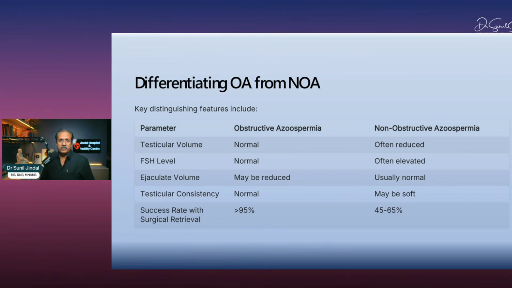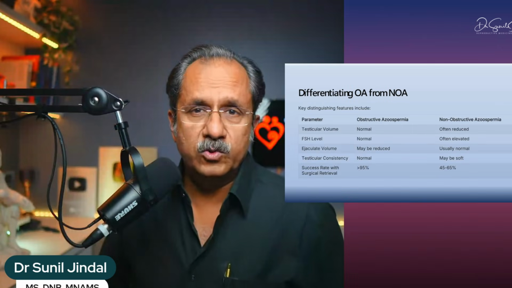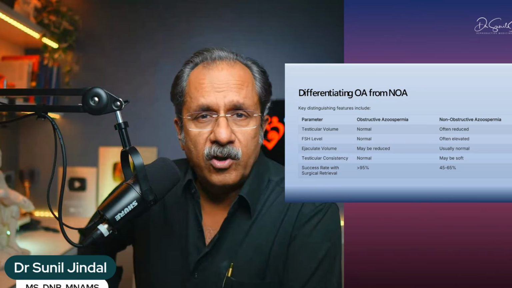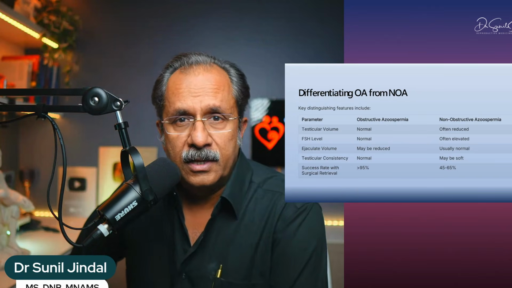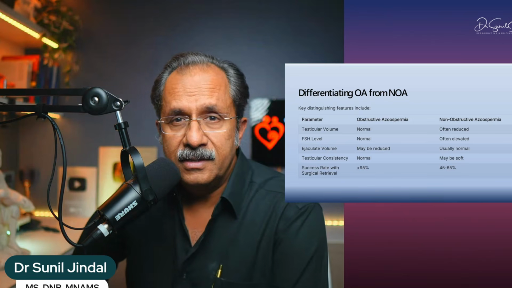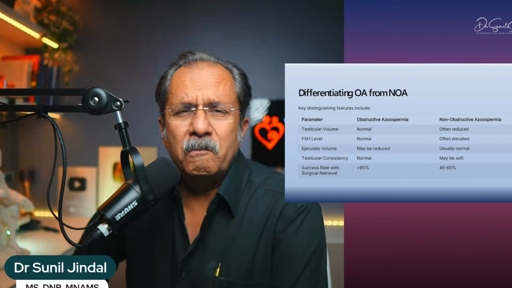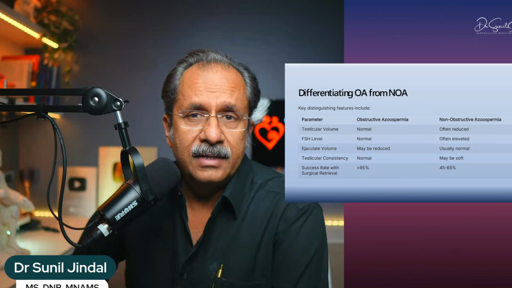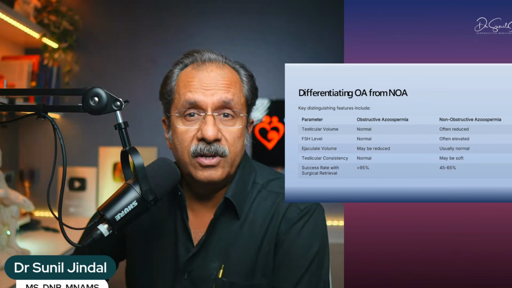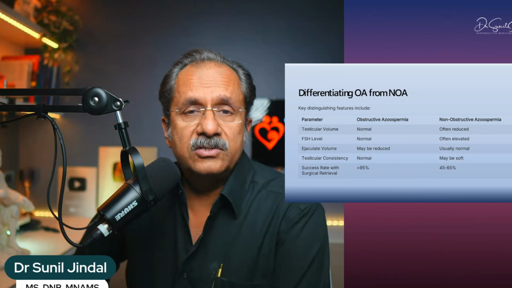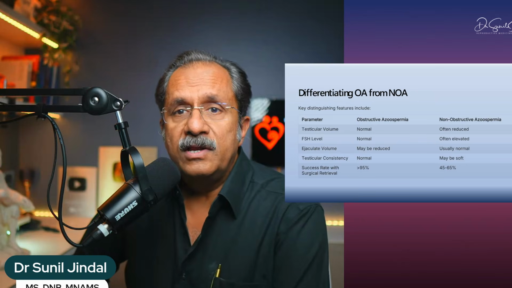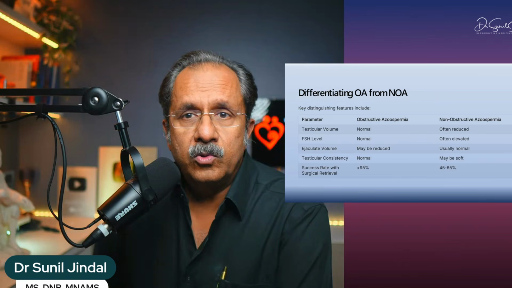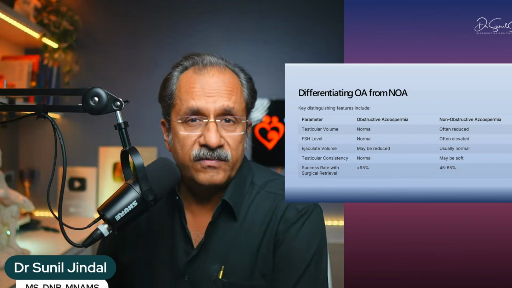Now, how do you differentiate obstructive azoospermia from non-obstructive azoospermia? In non-obstructive azoospermia, testicular volume is smaller, FSH level is higher, ejaculation may be reduced, not necessarily. In obstructive azoospermia, testicular consistency may be normal, and the success rate is very good to get sperms, about 90%, while in non-obstructive azoospermia, you could get a success rate of up to 50%.